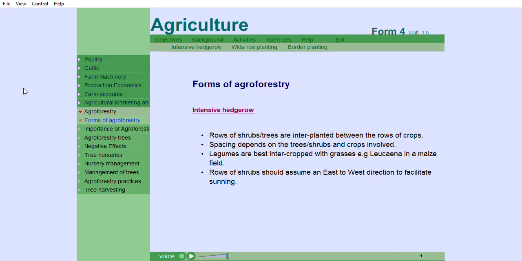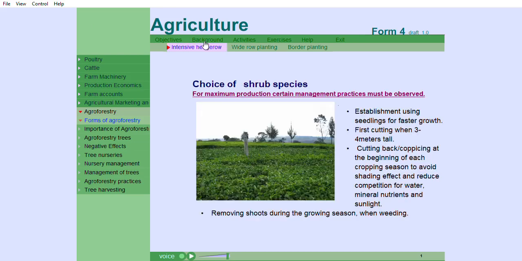Legumes are best intercropped with grasses, for example, leucaena in a maize field. Rows of shrubs should assume an east to west direction to facilitate sunning. Choice of species of shrubs. For maximum production, certain management practices must be observed.